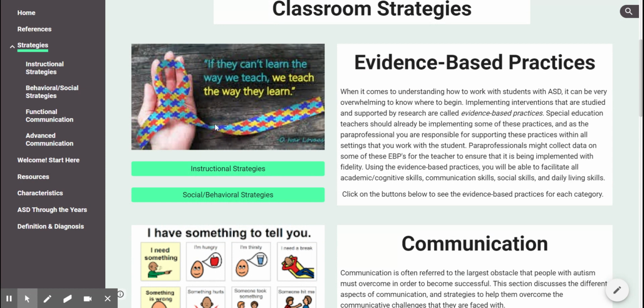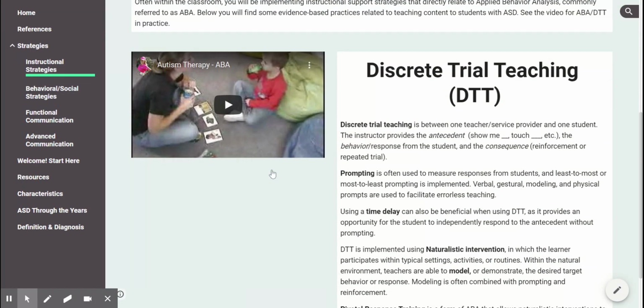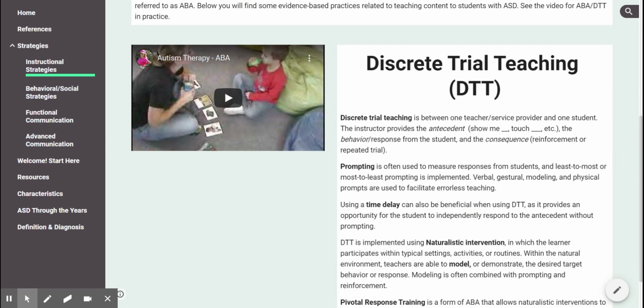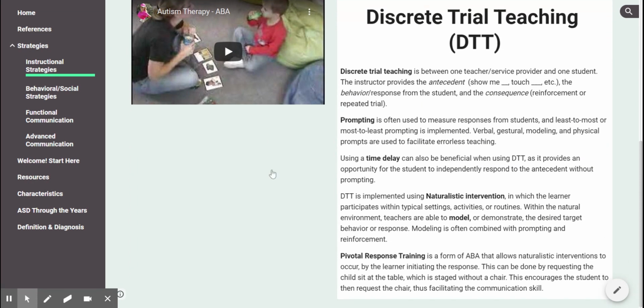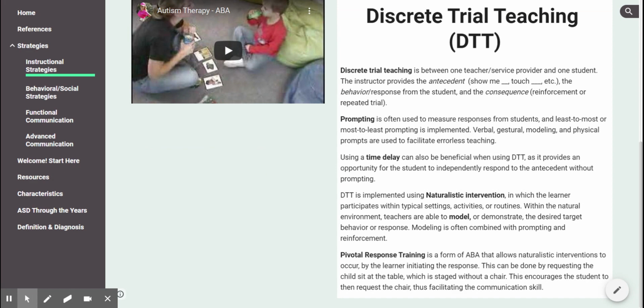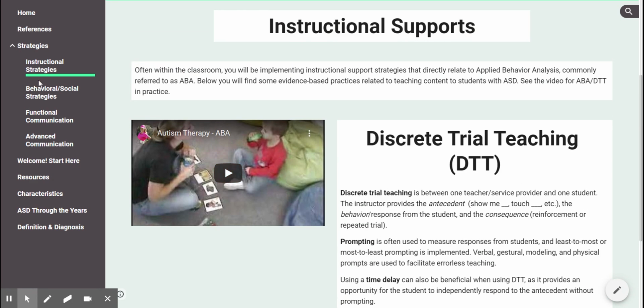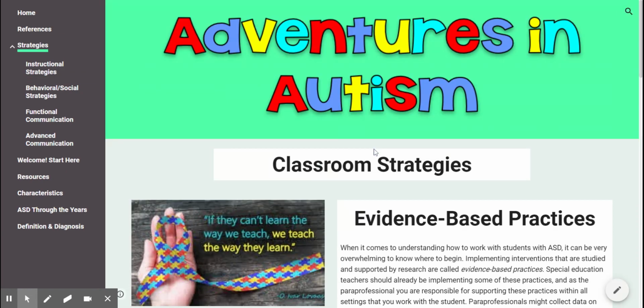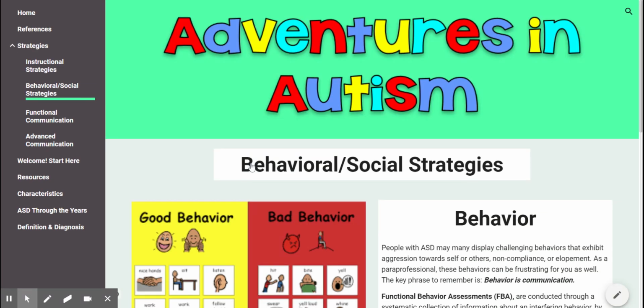Some strategies that you might see used in a classroom working with students who have autism are definitely some evidence-based practices. And a lot of these are already implemented in the classroom, oftentimes without the teacher even realizing that they are evidence-based. So looking at instructional strategies, discrete trial teaching is a big one. Prompting, using a time delay, using the naturalistic intervention or pivotal response training, those are all instructional interventions that can be used.